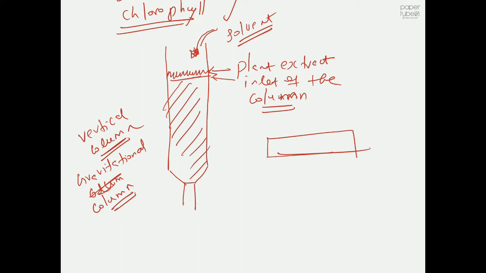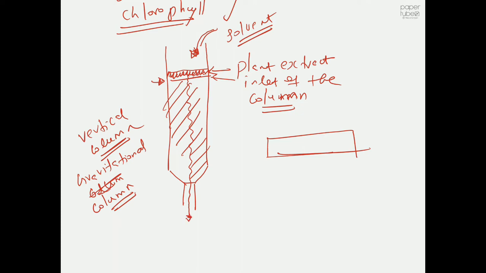This solvent can dissolve all the pigments in the plant extract, which is placed at the top of the column, the column inlet. So it dissolved these pigments in the plant extract, and then the solvent helps to transport those dissolved pigments through the solid phase, and eventually it reaches the column exit somewhere in the bottom.